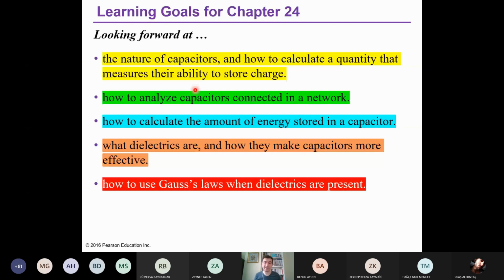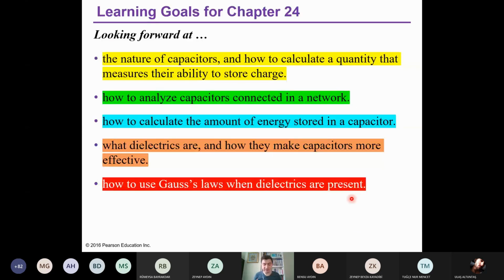And in the next lecture, we will talk about dielectrics. So what dielectrics are and how they make capacitors more effective. We will discuss this one. And finally, we will learn how to use Gauss's law when dielectrics are present.